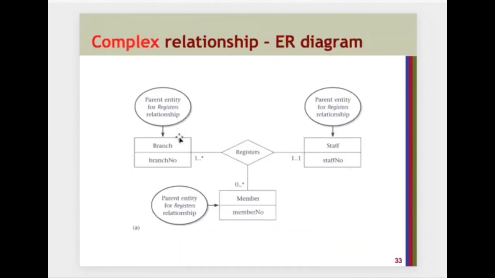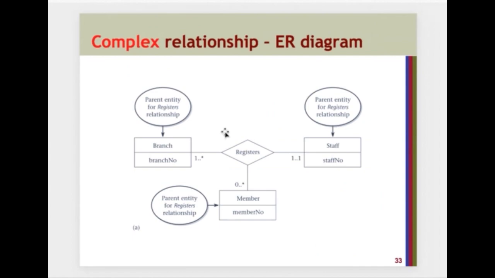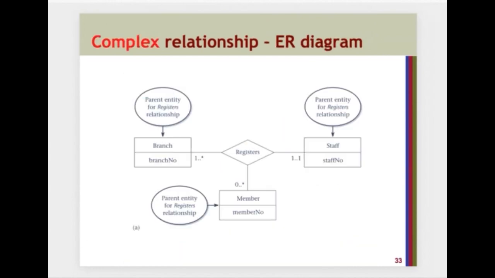So for this example, one table will be created for branch, one for staff, one for member. See here, one for branch, one for staff, one for member. And a fourth table will be created to show the relationship. What is the relationship? Registers. We can call it registration. So the fourth table, registration. As always, we know that the relationship is always considered a child table. So whenever we have a child, we copy the primary key of the parents.